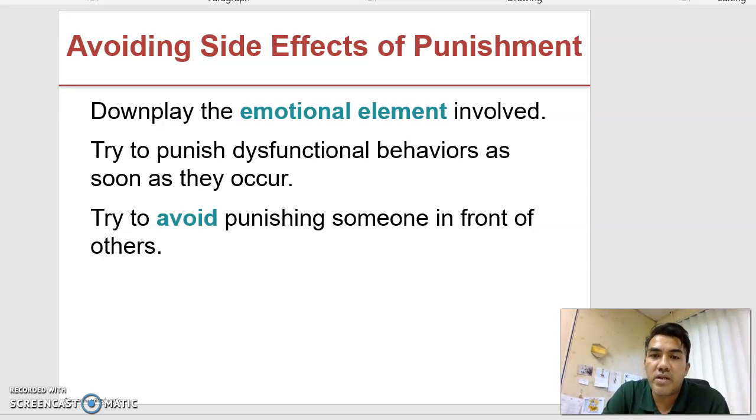And try to avoid punishing someone in front of others, and try to punish dysfunctional behavior as soon as it occurs, because we do not want that dysfunctional behavior to become a norm or become toxic in the organization.